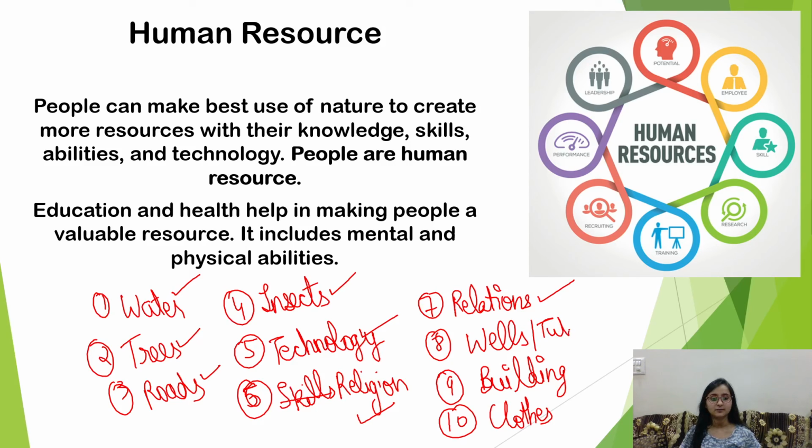Wells, like kuan, you must have seen wells or tube wells. They are part of human made resource because we constructed them. Groundwater is a natural resource, but when we are talking about tube wells, we are using groundwater and we construct the tube wells and the wells. So wells or tube wells are a human made resource, but groundwater is a natural resource. Building is a human made resource, clothes are a human made resource.